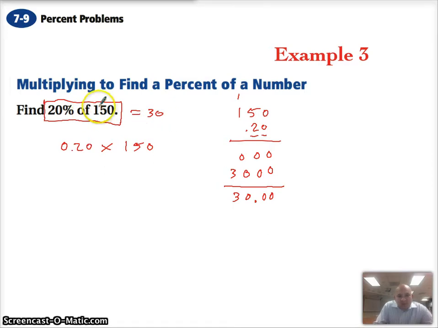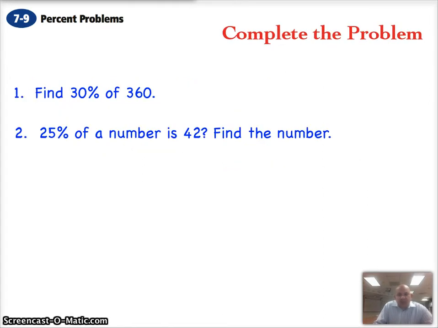Okay, I know 75 is half of 150, that's 50%. So I know that this is a reasonable answer. It's certainly not more than half of 150, or 50%. 30 is our answer.